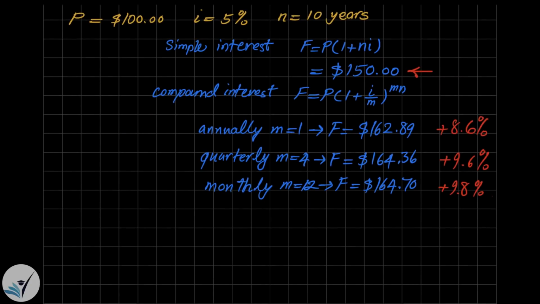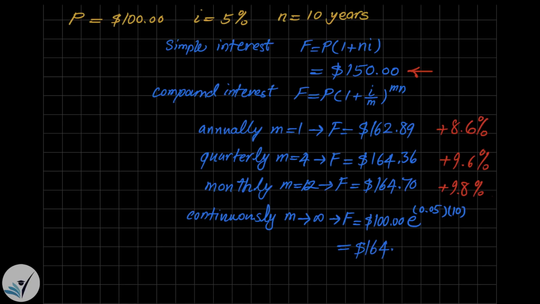If the interest is compounded continuously, m approaches infinity, and if we use the equation that we obtained above, F is equal to the principal $100 times e to the I times n. I is 5% and n is 10 years. And if we do the math, we would get $164.87. And this value is 9.9% higher than the total balance in the account with simple interest.